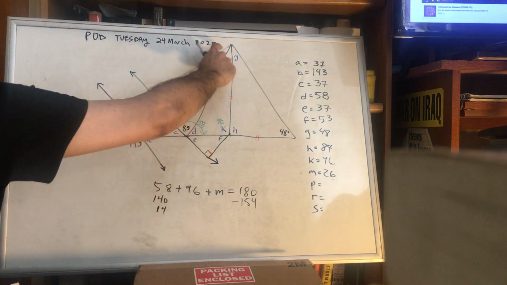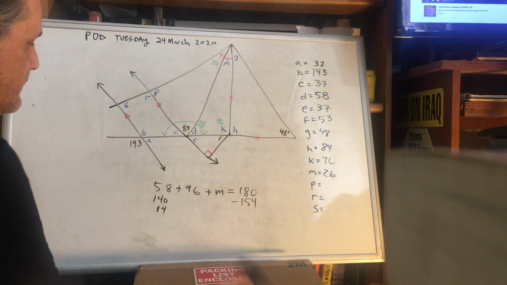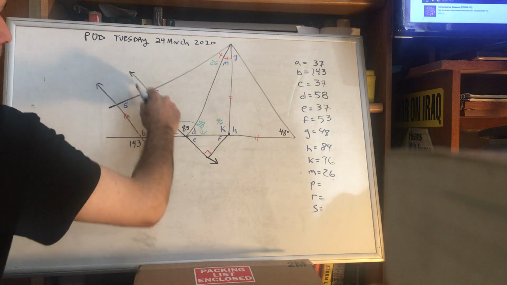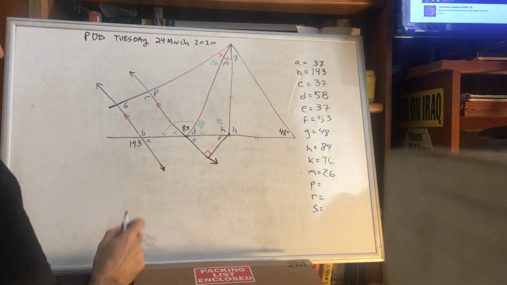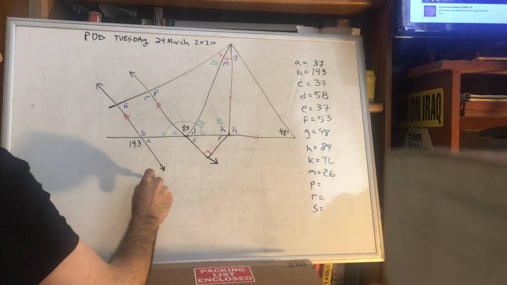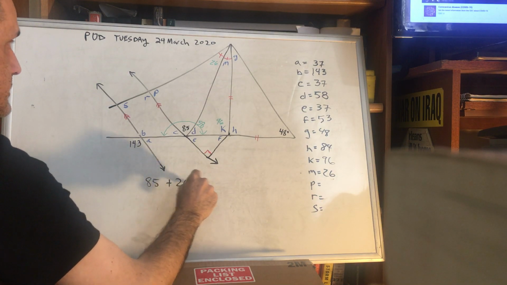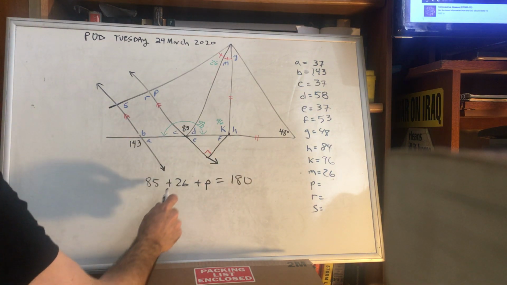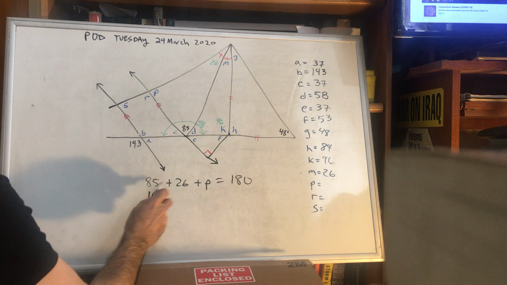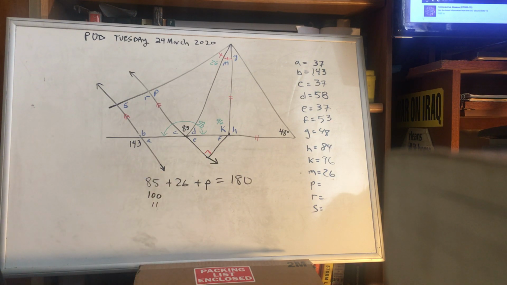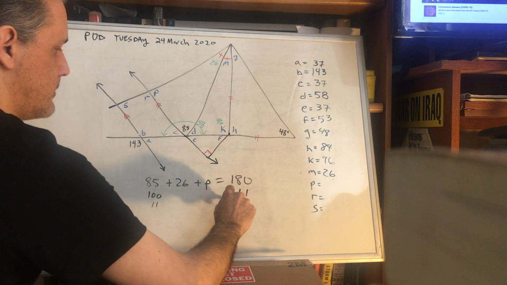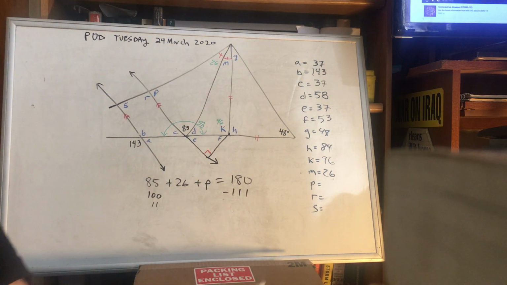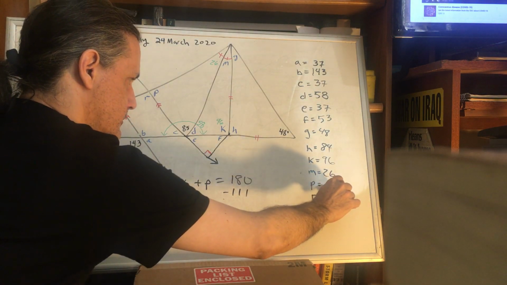Oh, and look, we got another triangle. Ooh, we got all these triangles. Okay, so we got 85, 26, and P, and the sum of the interior angles of a triangle is 180. So 85 plus 26 plus P equals 180. Alright, so 80 plus 20 is 100, and then 5 plus 6 is 11. Alright, so we're going to subtract 111. Alright, so what's that, 69? I do believe it is. Almost done.